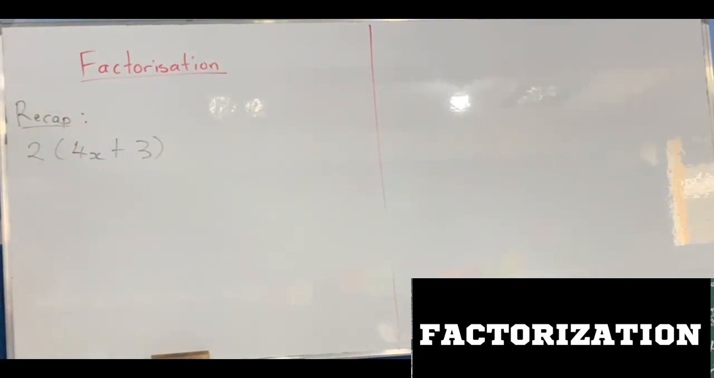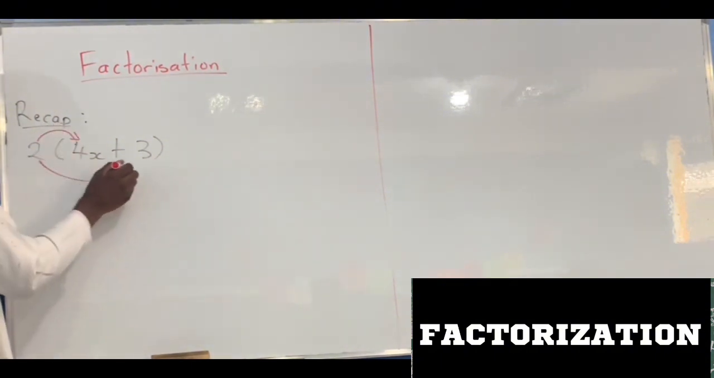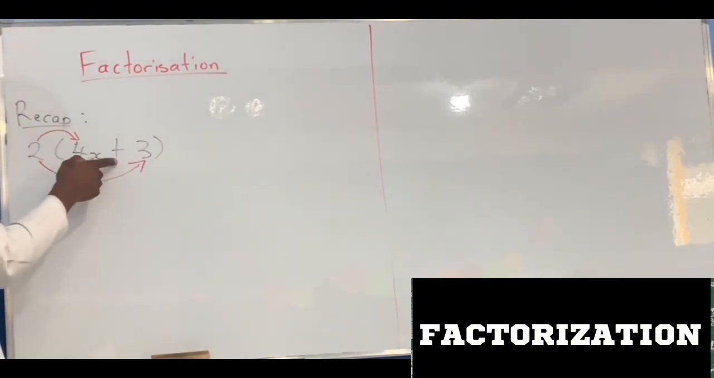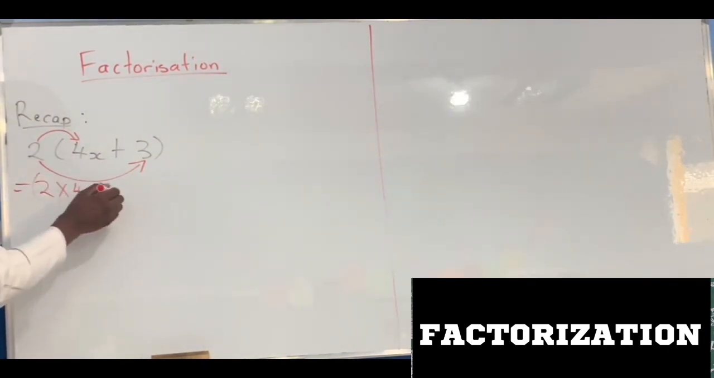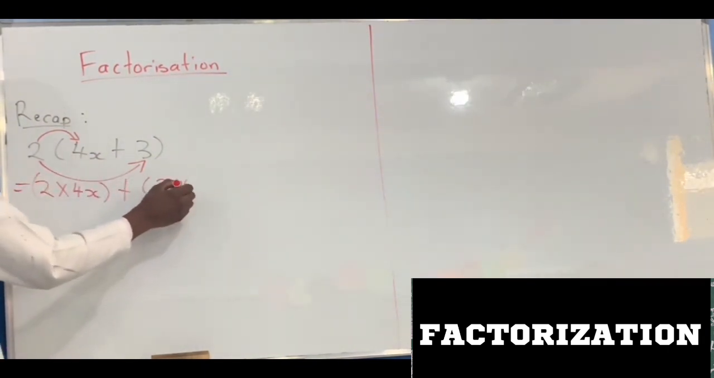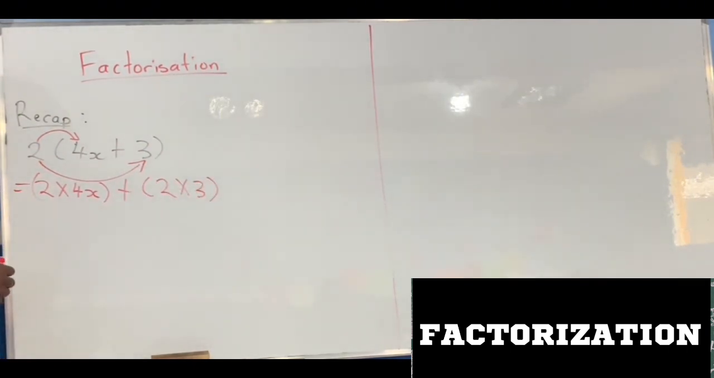Look at this one, for example, 2 bracket 4x plus 3. To expand it, we're going to multiply 2 and 4x and also multiply the 2 with the 3. This 2, because it is outside of the bracket, means it's going to multiply every term in the bracket: multiplied by 4x, and also 2 multiplied by 3. Then here we get 8x plus 6. So this is what we were doing when we were looking at expansion of brackets.